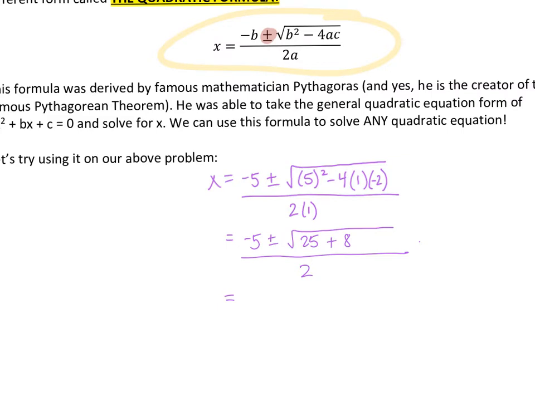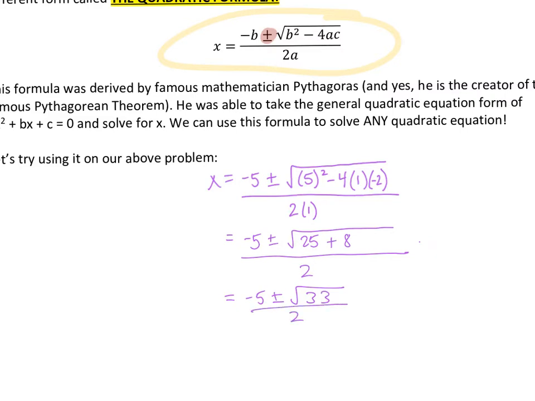Here we go. So nothing I can do with that -5 yet, so -5 plus or minus. Let's add together 25 and 8. Let's see what we got. We end up getting 33. Oh, there we go. Everything's divided by 2.